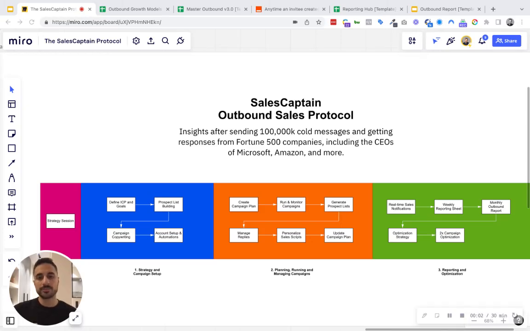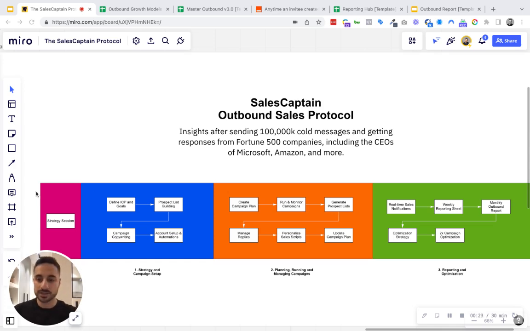All right. Welcome to the Outbound Sales Protocol by SalesCaptain. This is the exact same process that we implemented for our clients, the one that we've built and optimized after having sent more than 100,000 cold messages, and the one that has allowed us to get responses from Fortune 500 companies across multiple industries, including responses from the CEOs of Amazon, Microsoft, and many more like that.